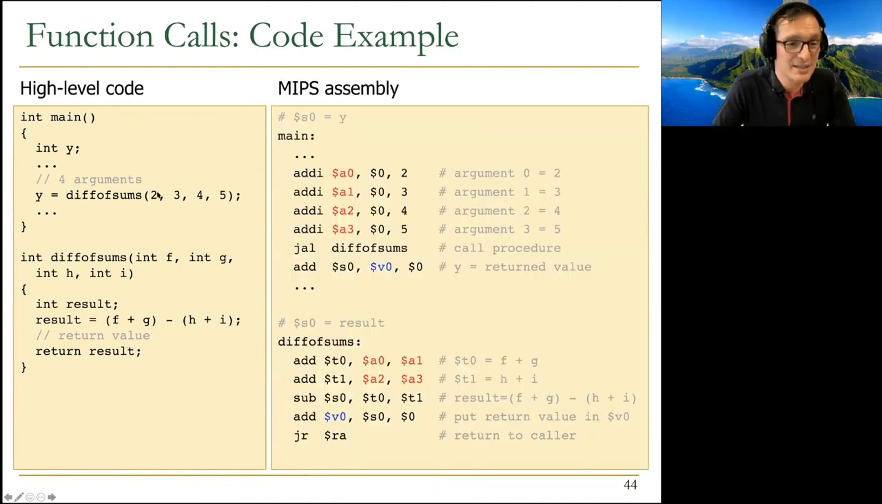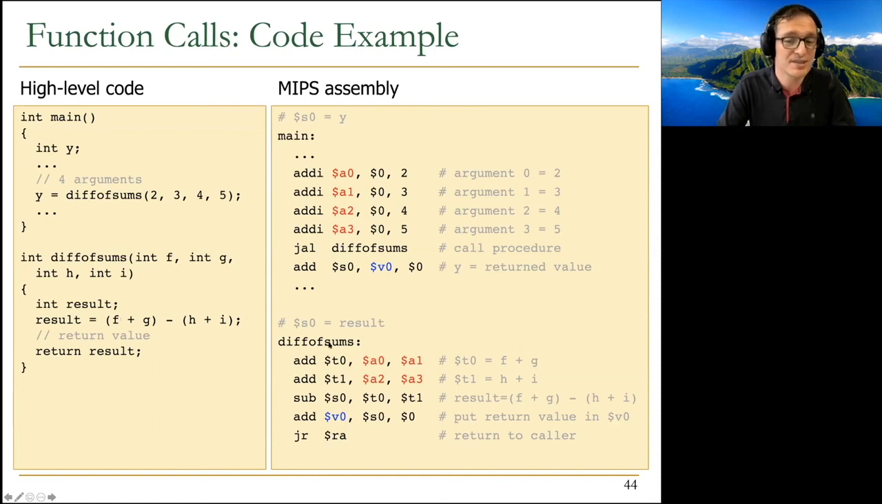So what does the main do? Basically, main sets up the arguments. So remember, this is the convention, A0, A1, A2, A3. Basically, it can pass 4 arguments to the function, and then it sets 2, 3, 4, 5 as those arguments too. And then it does jump and link to diff of sums.